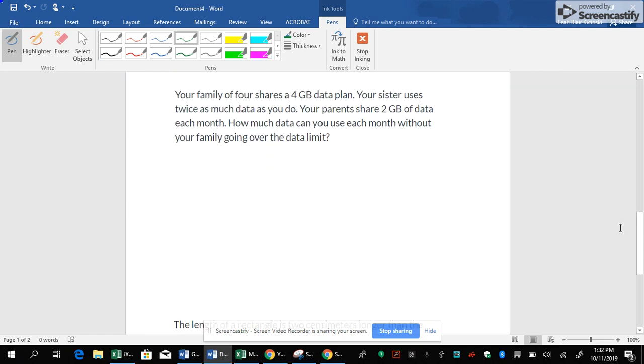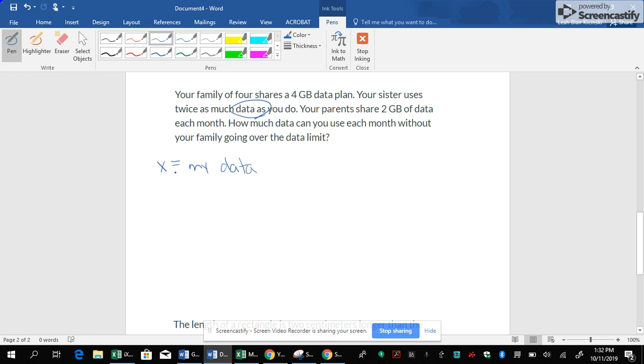All right, let's do some of those word problems, and I get it. They're a little tricky. If your family shares 4 gigs of data, your sister uses twice as much as you, your parents share 2. How much data can you use without going over your family's limit? So the key here is to define your variables first. So it doesn't actually say how much data you use. And when you don't know how much I use, we give it a variable. So I'm going to call my data X.